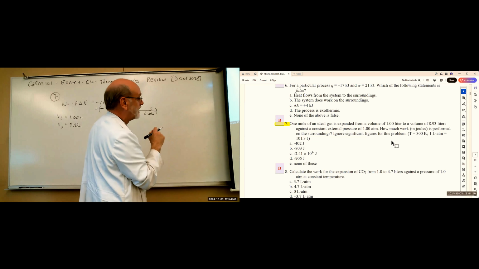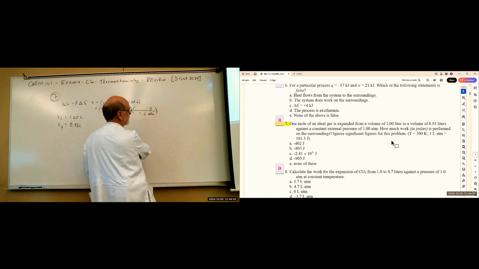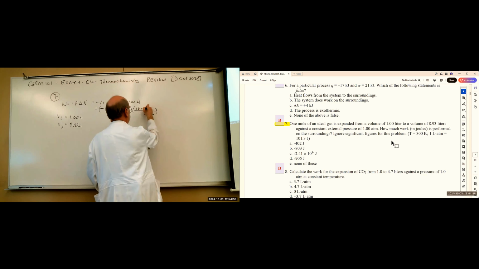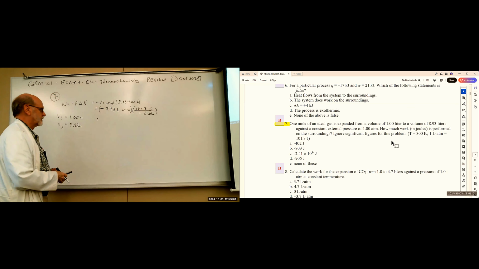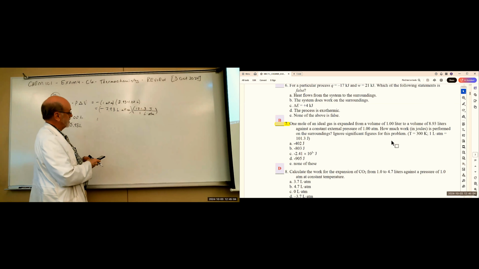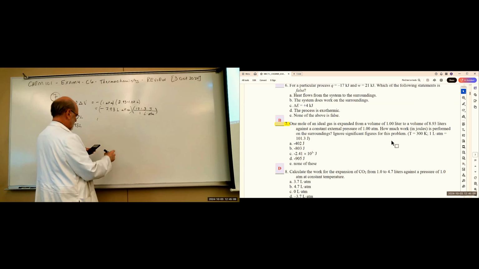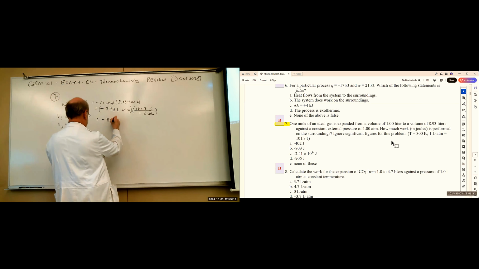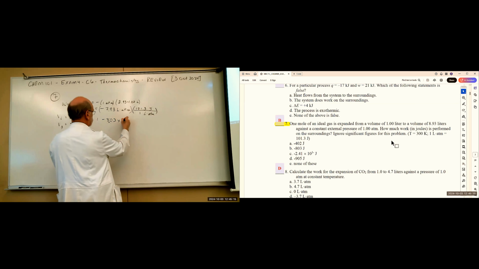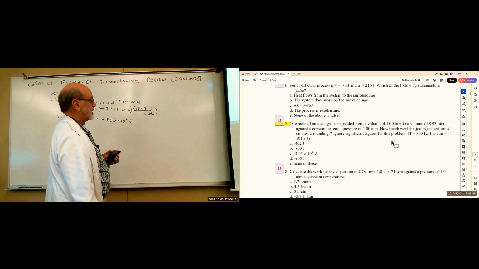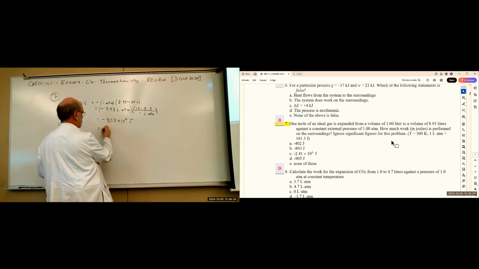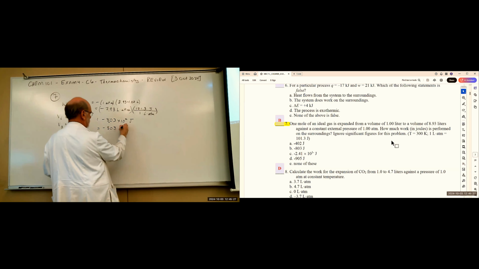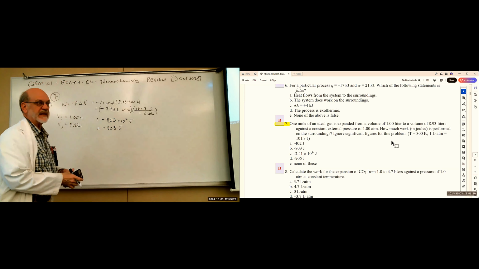1 liter atmosphere is 101.3 joules. I don't have to use my calculator for this one. 101.3, 7.93, go ahead and give it a negative sign. And this is minus 8.03 times 10 to the second joules. And standard units would be, move it 2 places, minus 803 joules. That would be B.